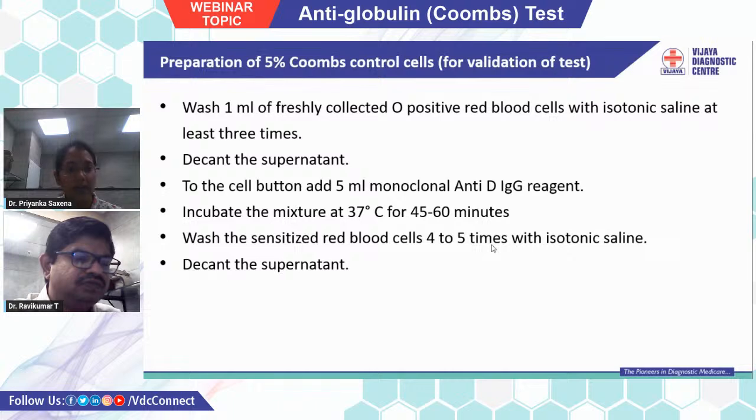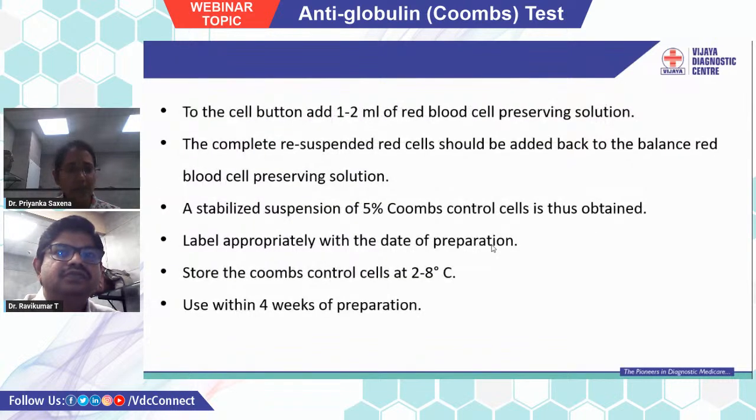To the cell button, we add 5 ml of a monoclonal anti-D IgG reagent. This comes as a 5 ml bottle. This will be subjected to incubation at 37 degrees centigrade for 45 to 60 minutes. Then these sensitized red blood cells will be washed with isotonic saline 4 to 5 times, and later the supernatant is discarded. To the cell button, we add 1 to 2 ml of red blood cell preserving solution.